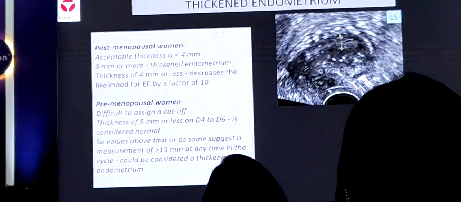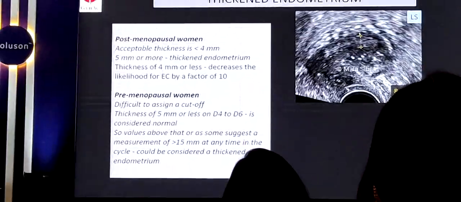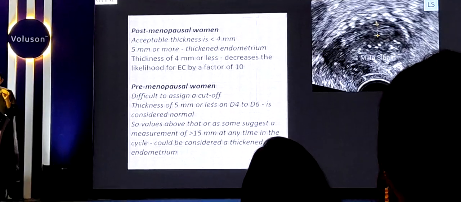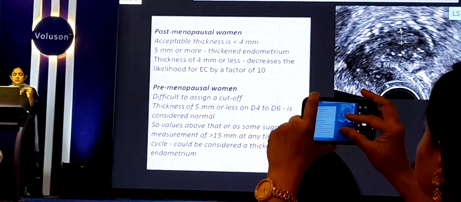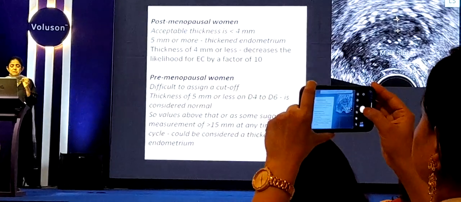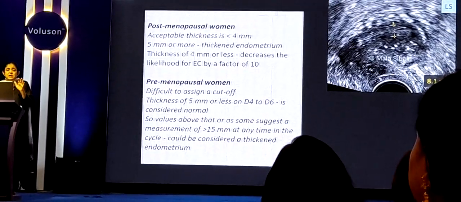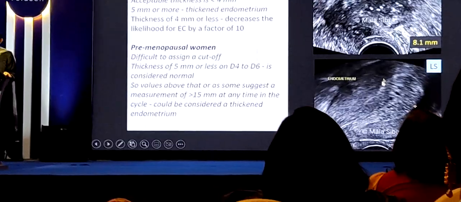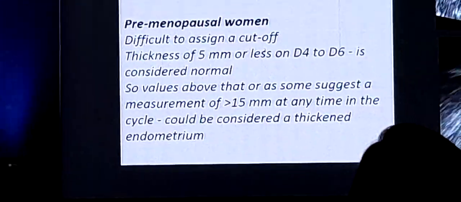In the premenopausal women, it is much more difficult to assign a cutoff because it can vary significantly. Generally, a thickness of 5 millimeters or less is what we see between day 4 to 6. So anything above that you could consider abnormal, or like some people suggest, any value which is more than 15 millimeters at any time of the cycle can be considered at least a relatively thickened endometrium. Here, of course, the endometrium is 25 millimeters, which is definitely thickened.